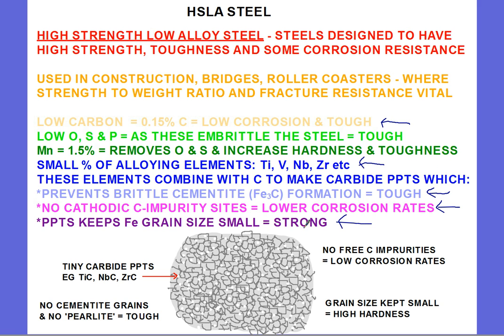And I've tried to draw a very small grain iron here compared to the previous page, and that makes it very strong. So the fact you've got these carbides in there, it takes away carbon, which increases corrosion resistance. You've got no big chunks of brittle cementite, which makes it tougher, and you've got small grain size, which makes it strong, which is why they use HSLA steels for those particular applications we talked about.